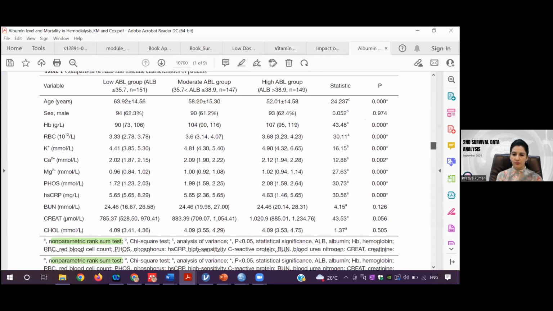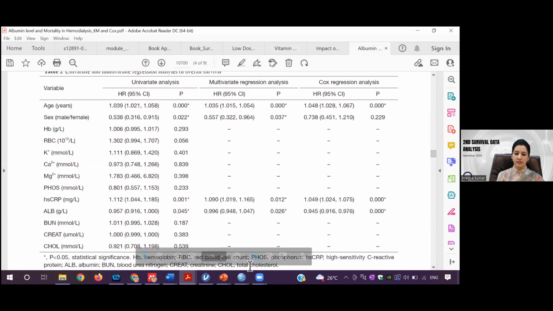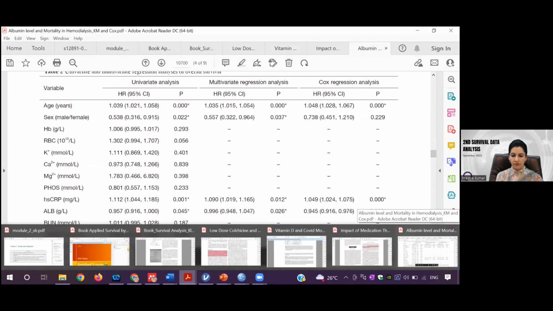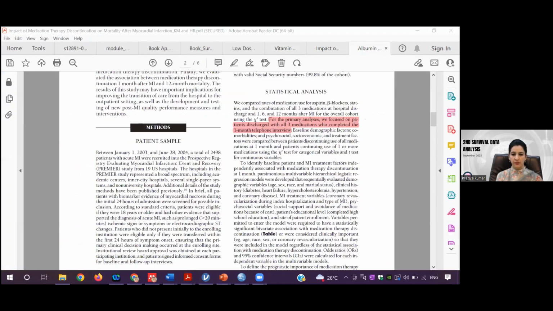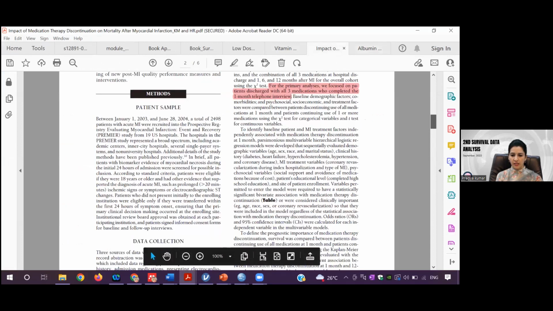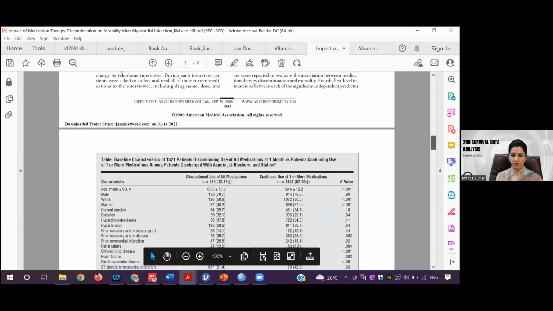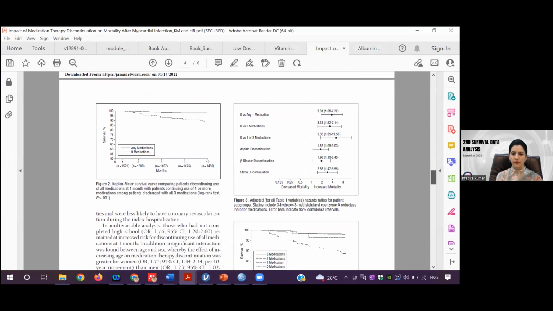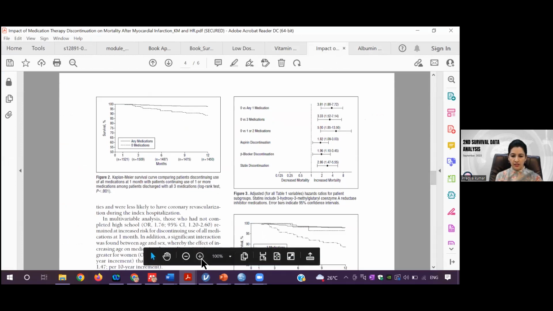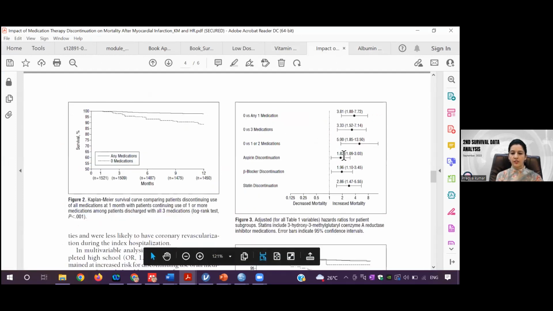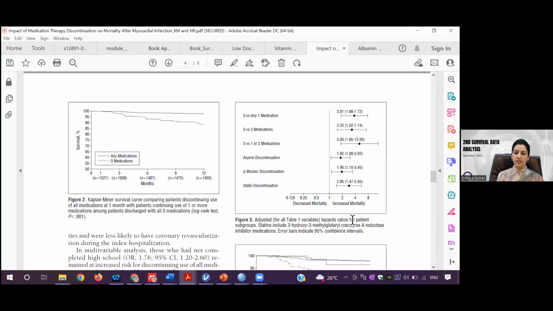This is adjusted and unadjusted, vitamin D, impact of medication. I'll show. This one. Oh yes, can you see this? I'll enlarge this. So he has not given any table. Rather, he has just given this adjusted hazard ratio. Can you see this?